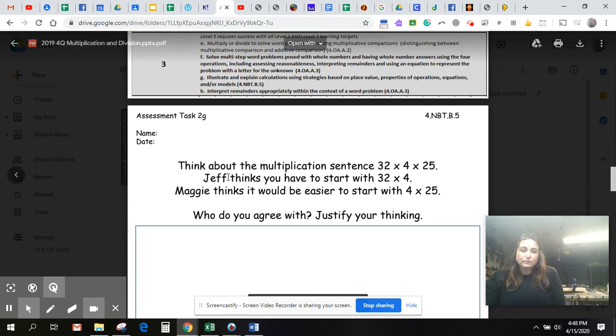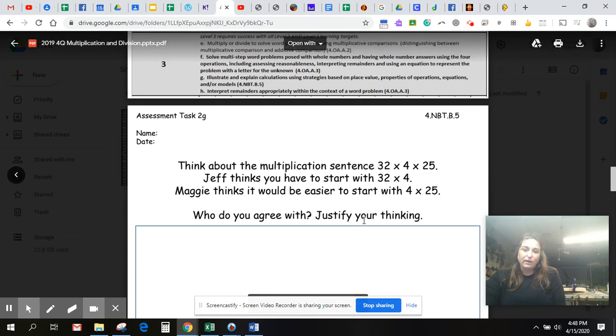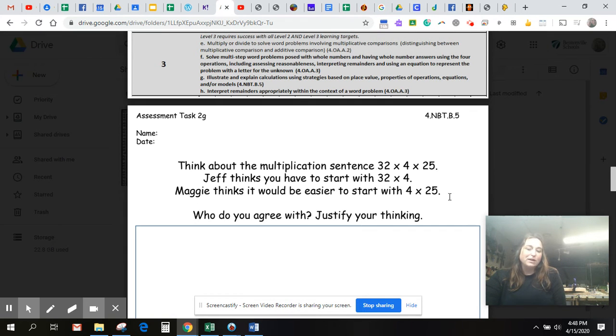So going back to our problem, think about the multiplication sentence 32 times 4 times 25. Jeff thinks you have to start with 32 times 4. Maggie thinks it would be easier to start with 4 times 25. Who do you agree with? Justify your thinking. Well, when I think about 4 times 25, I know you guys love money, especially when you're getting allowance or money to spend, maybe from a birthday party. And I know you're really good with your 25s, and you know what 4 groups of 25 would equal very quickly. And then maybe you could use that information to help you with what that would equal times the 32. So just a little quick clue that might help you out.